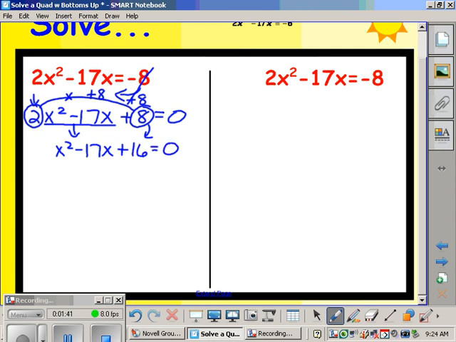Now the reason why I do this is I want to create a trinomial whose leading coefficient is 1, which means the number in front of the x squared is 1. By doing this, I should then hopefully be able to use the double bubble method to factor the next part. So now I'm going to go ahead and factor this. To do this, I'm going to find all of the factors of 16 that have a sum of the middle term, negative 17. So let me start by listing the factors of 16.